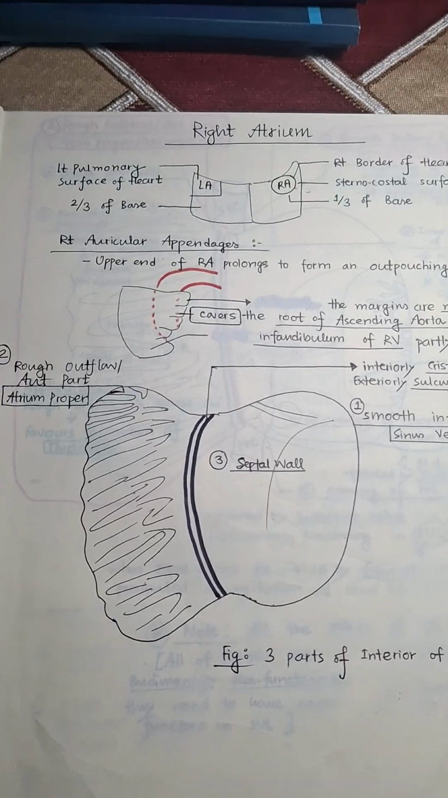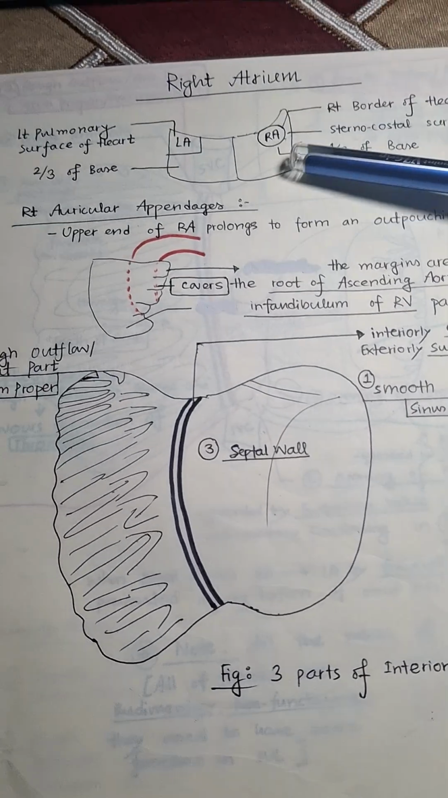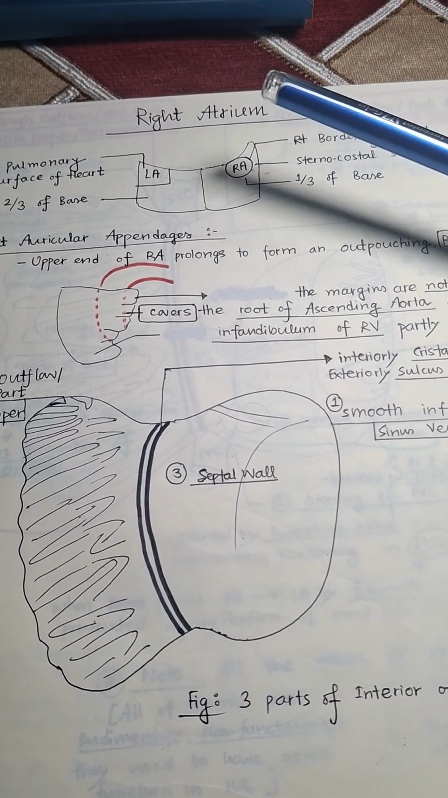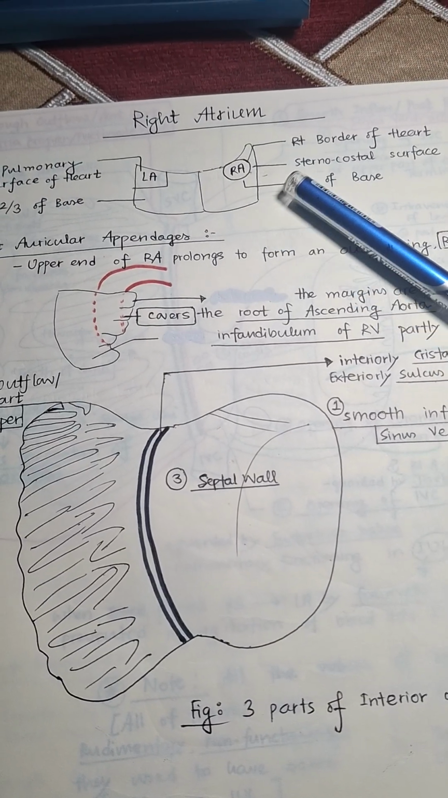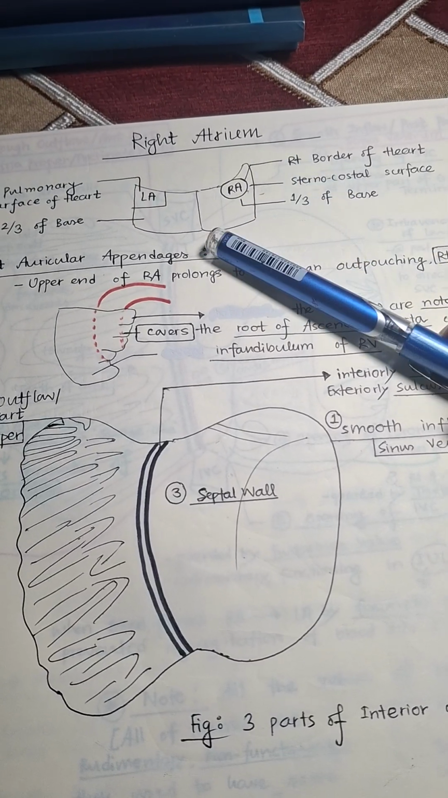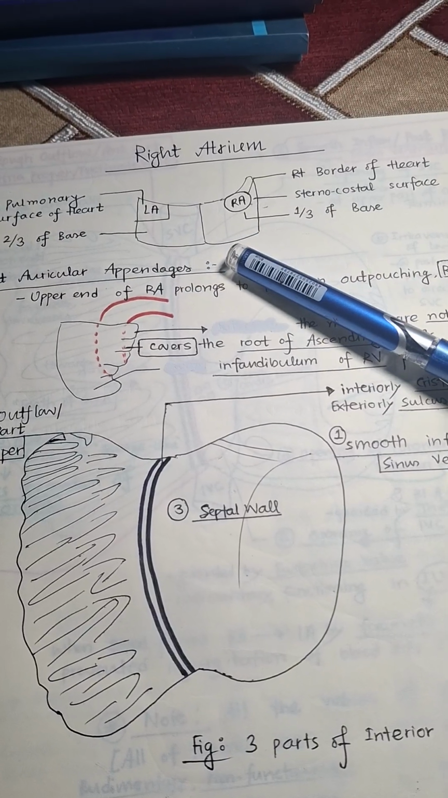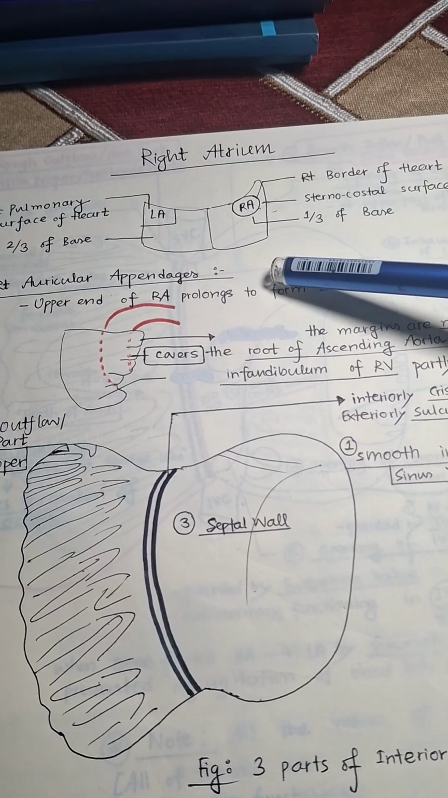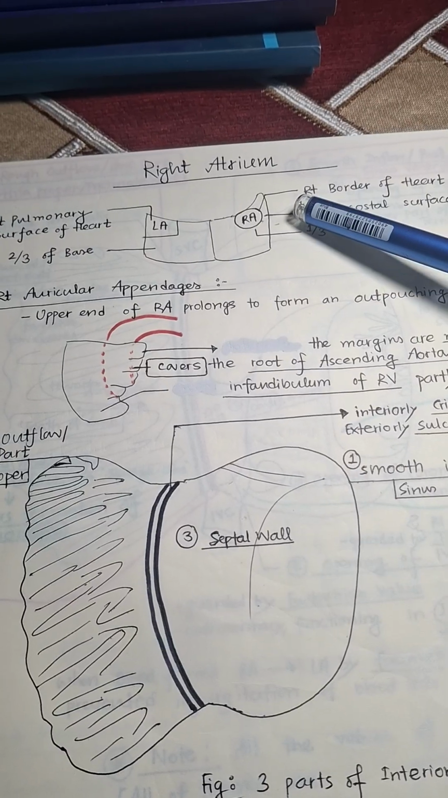For a better knowledge, we need to at least get to know what kind of structures of the heart the right atrium contributes to. Regarding the base, the right atrium forms 1/3 of the base and the left atrium forms 2/3 of the base. So in the formation of the base there is a 1/3 contribution of the right atrium.